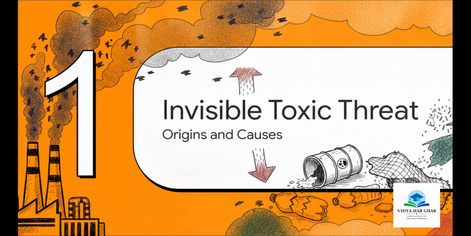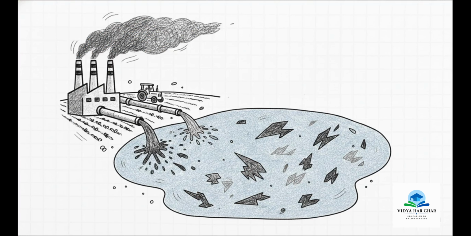Section 1, the invisible toxic threat, origins and causes. So, environmental pollution is really the starting engine here. Every day, factories and industrial plants are discharging various chemicals and heavy metals right into our air, water, and soil. Add to that all the pesticides and fertilizers from large-scale farming that just seep into nearby rivers and lakes.